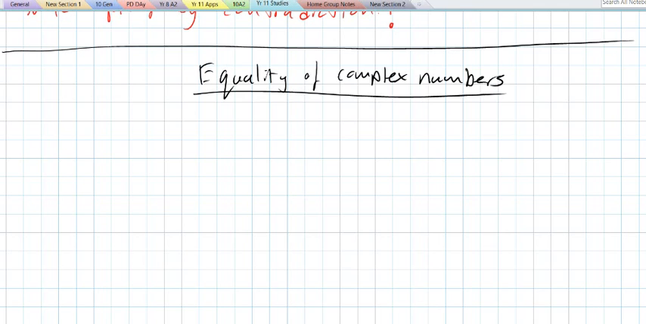So, in some ways, imaginary numbers work a little like surds. For example, if we had 2 plus 3 root 5, and that equaled a plus b root 5, would we be able to tell what a and b are? Yes. So you've looked at equality with surds before. We know that a is 2 and b is 3.